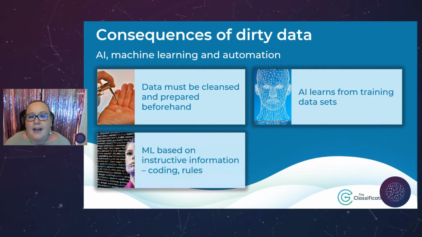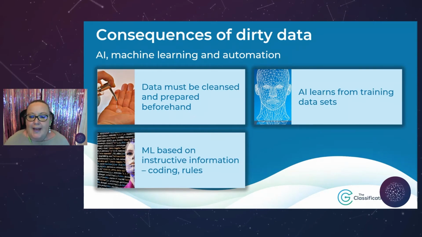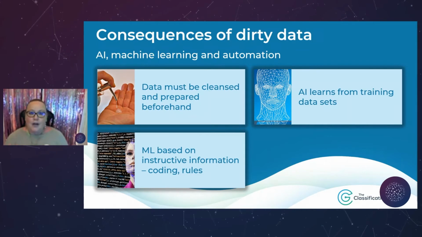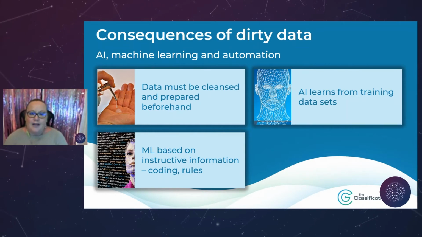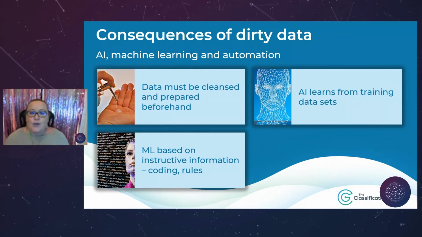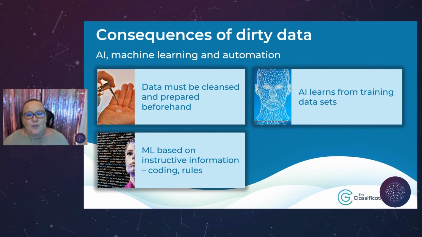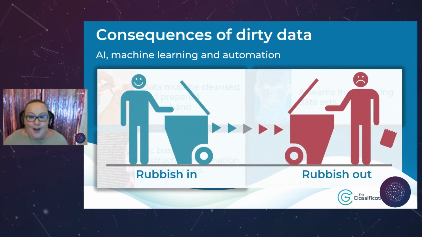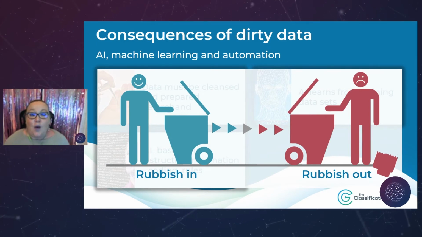And even machine learning, it's instructive and it's based on coding and rules. But again, those codes and rules have to be built on raw data. So if that raw data is not right, they're going to pick up the wrong information. Those codes are going to be written wrong. And how much time is wasted fixing all those codes when it wasn't necessary in the first place? So it's really what the old adage says: rubbish in, rubbish out in the UK, garbage in, garbage out in the US. So you really do get out what you put in.